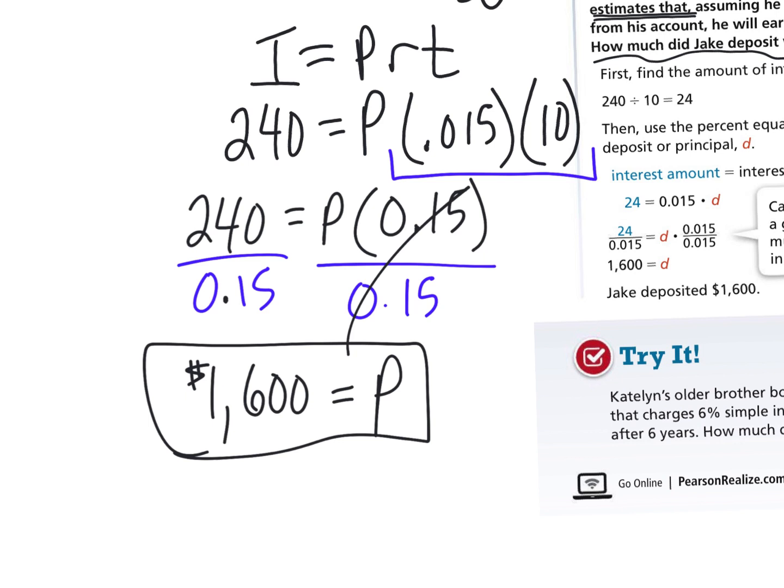If you had time and you wanted to check this, it's a pretty quick check. We could just say the principal is $1,600. So if you do 1,600 times 0.015 times 10, you should get $240.